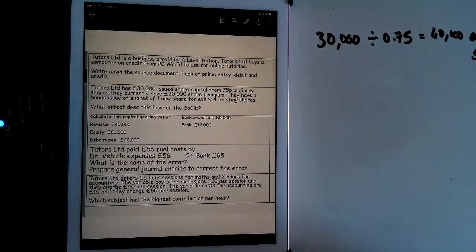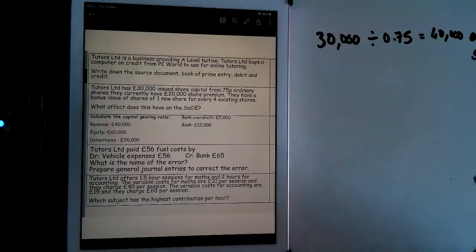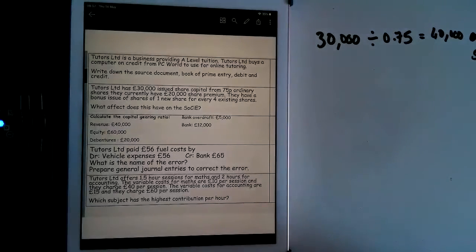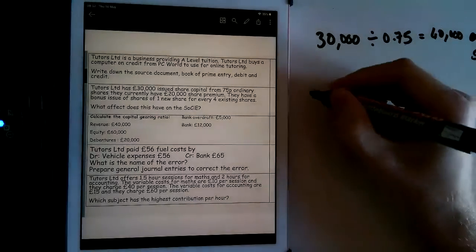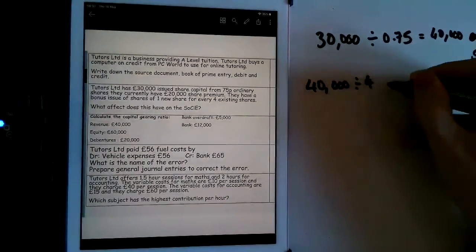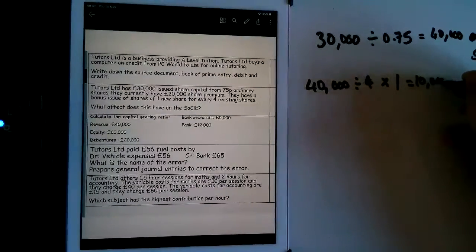They have a bonus issue of shares. Remember, bonus issue means that they give shares to existing shareholders for free, essentially. They use their own equity to pay for it. So they're going to use the share premium to pay for it. So one new share for every 4 existing shares. So we do 40,000 divided by 4, times by 1, which gives us 10,000 new shares.